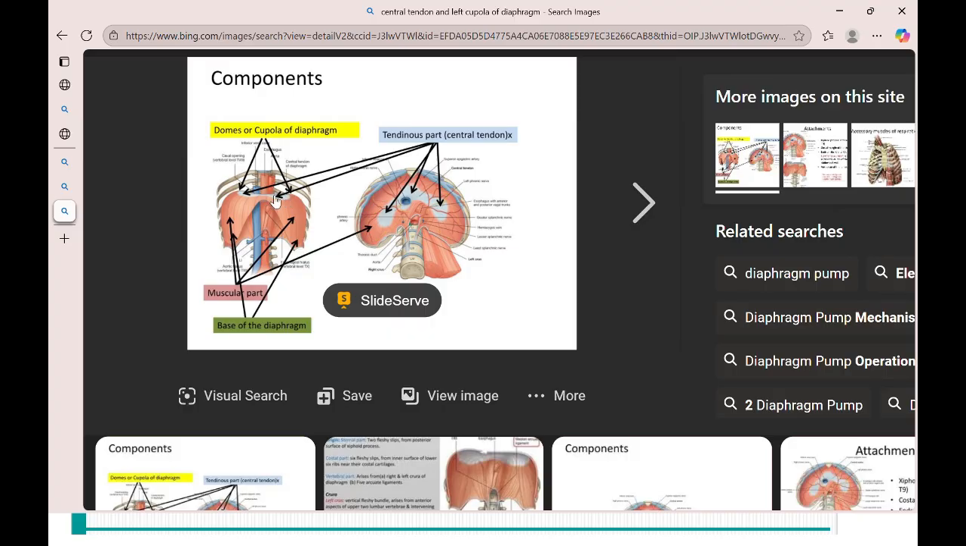And the heart is going to be related to the central tendon, and because of its position, it's going to be kind of also in relation to the left cupula or the left dome of the diaphragm. All right.